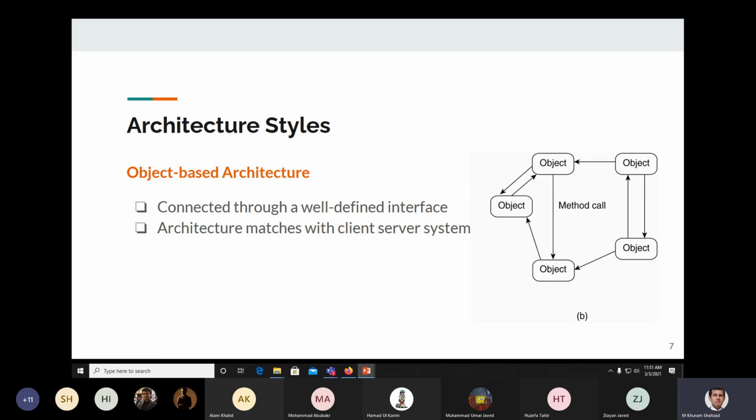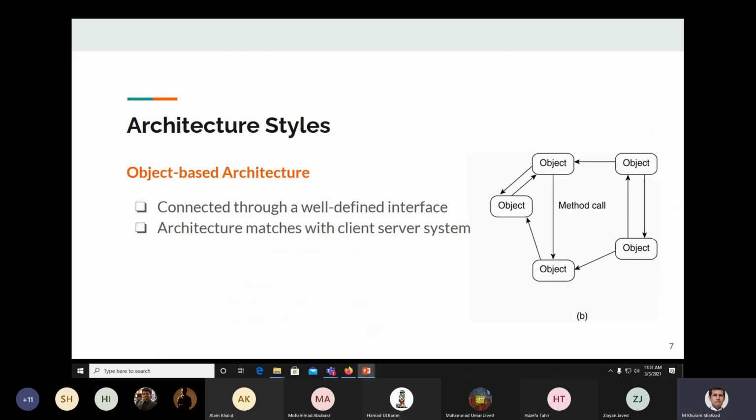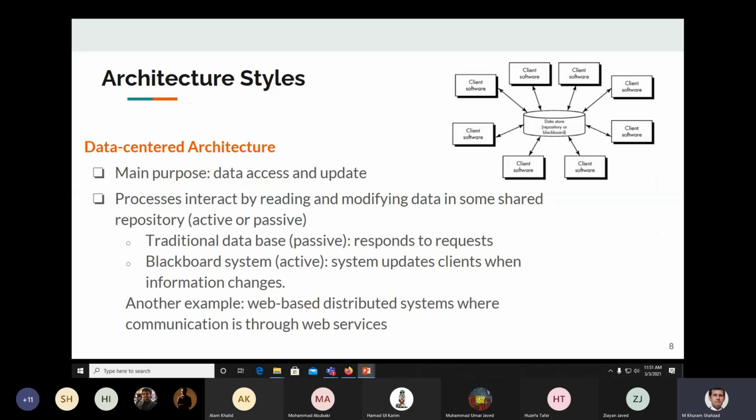This is how the object-based architecture works, connected through well-defined interfaces. We have already studied what an interface is. Connectors are used to connect the interfaces of different components. So this is the difference. Architecture matches with the client-server system.